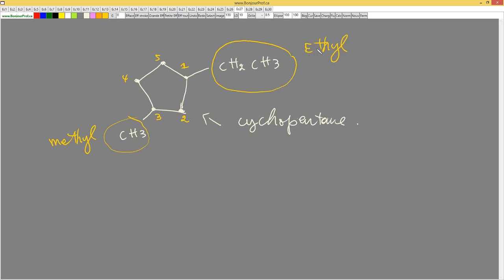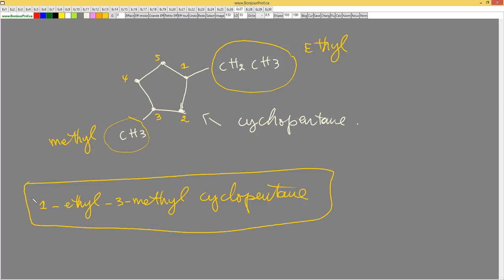And now for the name, I have to start with the ethyl. Why? Because it is in alphabetical order. E comes before the M. So it will be 1 ethyl. And I have the methyl in position 3, so 3 methyl cyclopentane. And this is the right name here. Here we are going to keep the 1 because we have to say that the ethyl must be on the first carbon. Good. Now we're going to speak about aromatics.